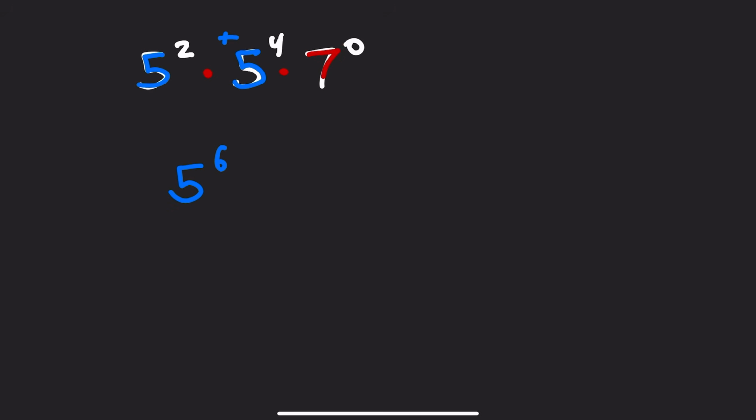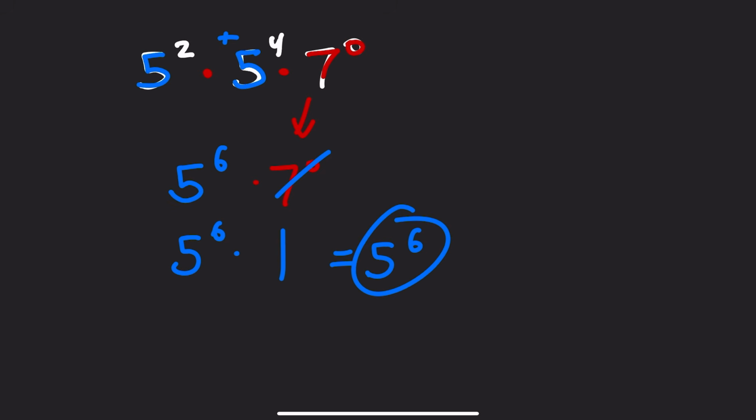Because 7 to the 0 power is not of the same base as 5, we're just going to bring it down. But we know that anything to the 0 power is just 1. So it would be 5 to the 6th power times 1, but when you multiply 1 with anything, it just becomes 5 to the 6th power. So 7 to the 0 power didn't really matter in the first place, right? So your answer in this case would be 5 to the 6th power.